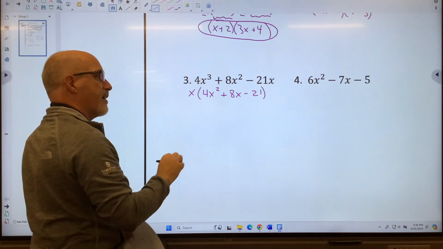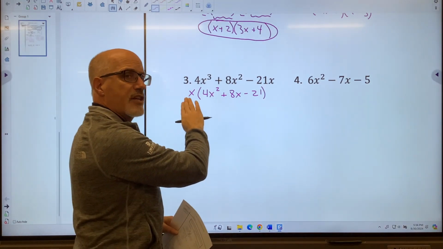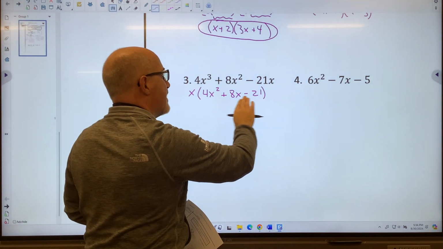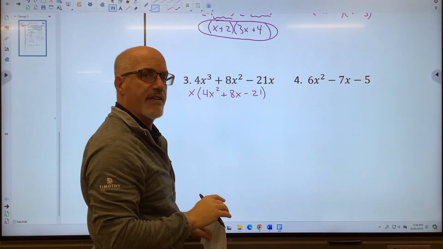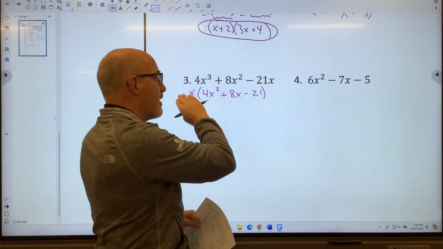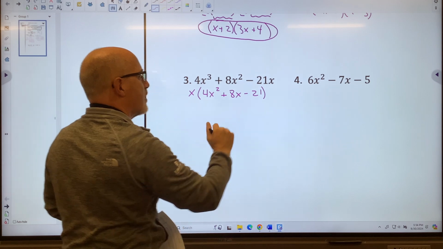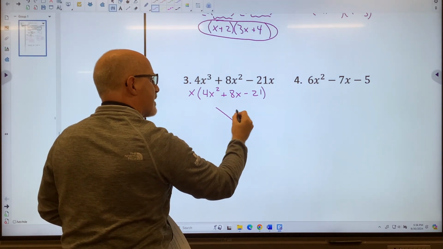Okay, so that's my GCF. Now, don't worry about this x right now. We're going to focus on this trinomial to factor. So take the GCF out and then focus on the trinomial in here. I'm going to do the x method here.